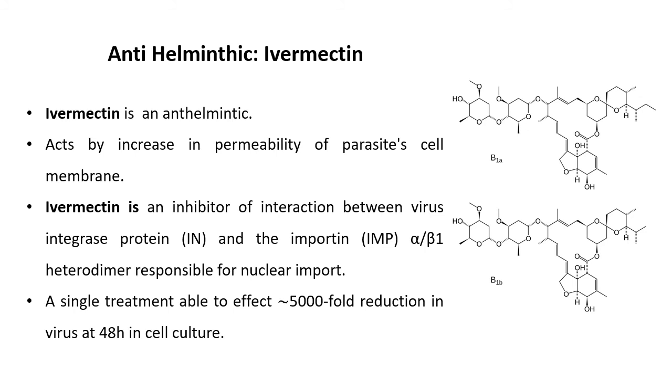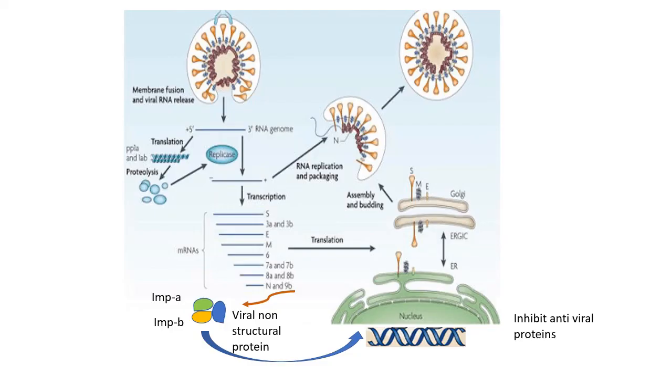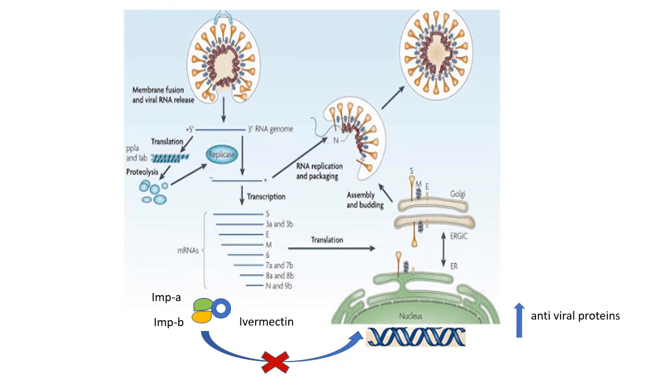Coming to the virus, ivermectin is an inhibitor of importin. It will form a complex with the importin, and it inhibits the translocation of the virion particles along with this importin. This is the diagram where importin alpha and importin beta bind with the non-structural proteins and are translocated to the nucleus, inhibiting the synthesis of various antiviral proteins. Ivermectin inhibits the formation of the complex, thereby inhibiting the translocation of this complex. Hence, increased antiviral protein synthesis can be seen.